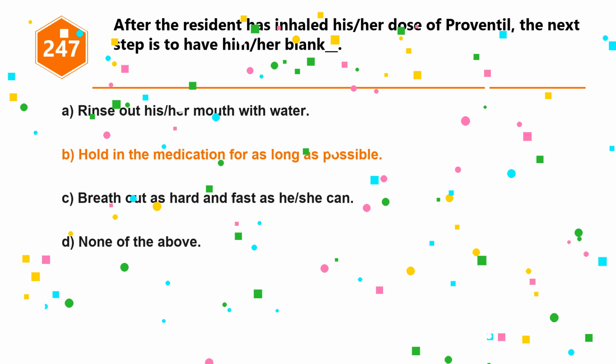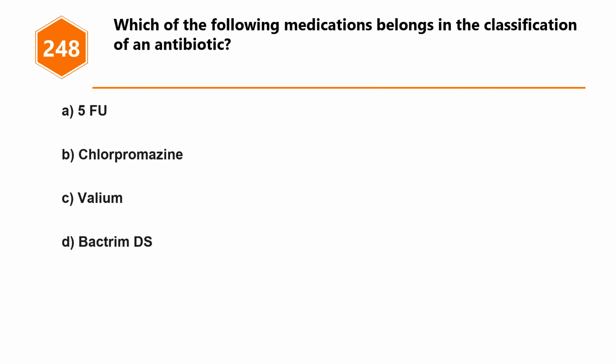The correct answer is option B, hold in the medication for as long as possible. Question 248. Which of the following medications belongs in the classification of an antibiotic? Option A, 5-FU. Option B, chlorpromazine. Option C, Valium. Option D, Bactrim DS.